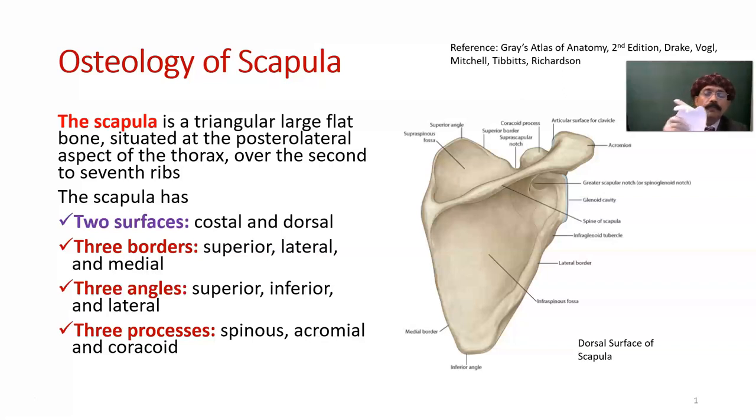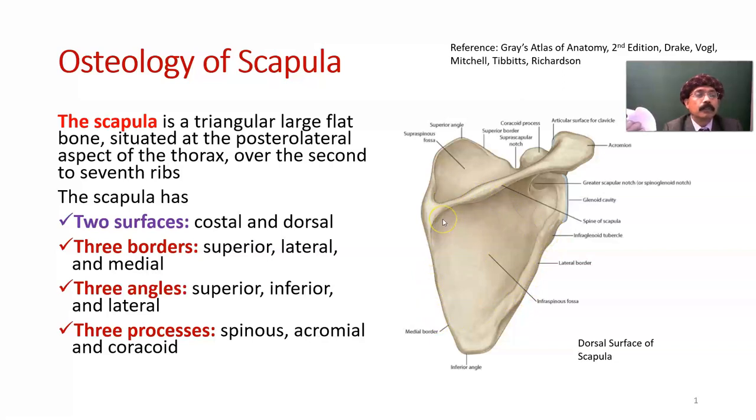Three processes: the spinous process here, the acromion process, and the coracoid process. So we've identified the acromion process, the coracoid process, the spinous process, and the superior border. This is the medial border or vertebral border, and this is the lateral border.